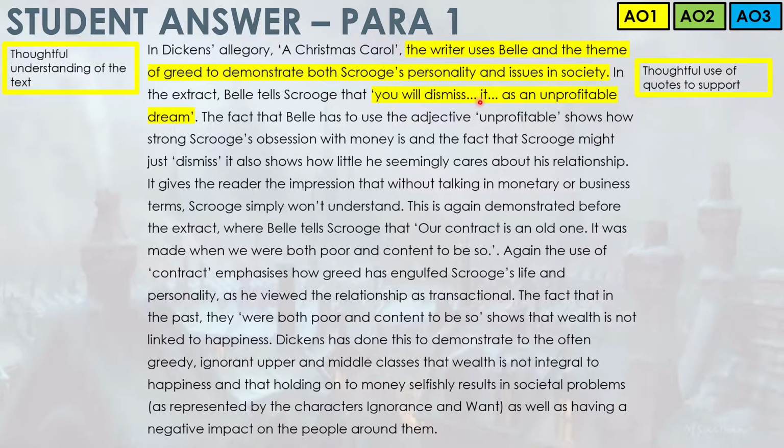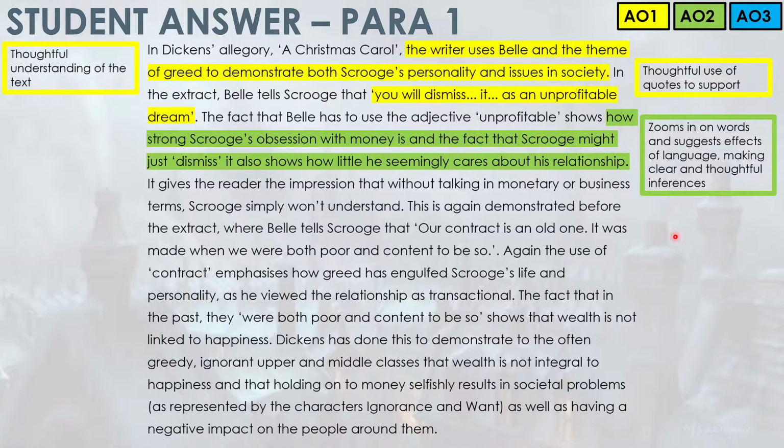Of course, they've used the ellipsis here twice to shorten the quote to make it a lot more streamlined, which is very, very useful. And this is a very thoughtful quote because they're only including the key parts. Next, we've got some AO2. So the adjective unprofitable shows how strong Scrooge's obsession with money is, and the fact that Scrooge might just dismiss it also shows how little he seemingly cares about his relationship. So here they're zooming in on the word unprofitable, but they're also suggesting the effects of language and making these very clear inferences about how little he seemingly cares about their relationship.